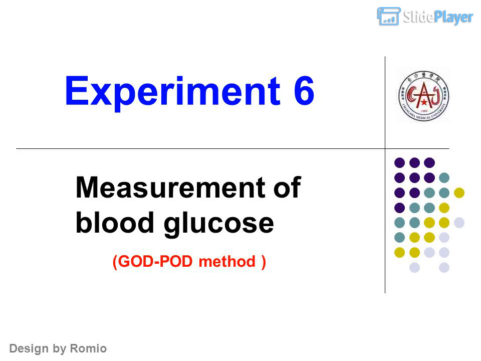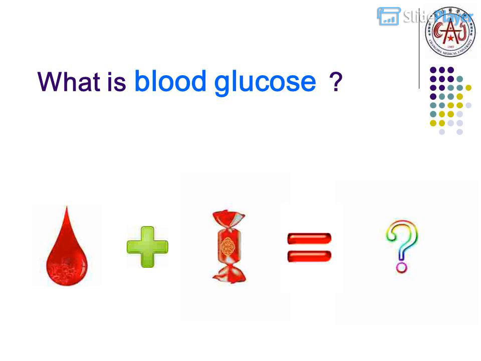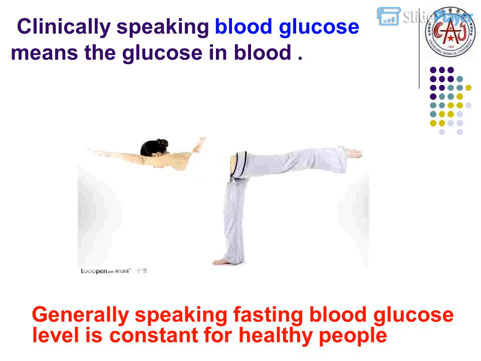Experiment 6: Measurement of blood glucose, GOD-POD method. Designed by Romeo. What is blood glucose? Clinically speaking, blood glucose means the glucose in blood. Generally speaking, fasting blood glucose level is constant for healthy people.